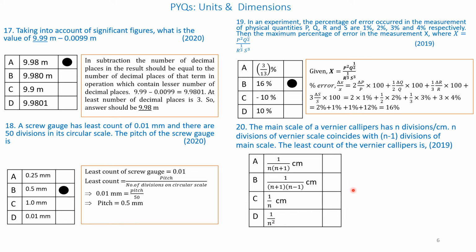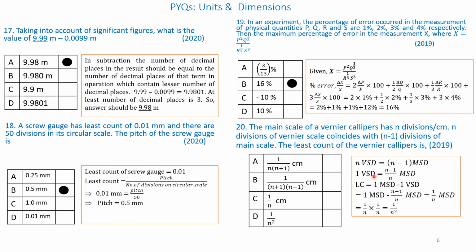Let us analyze this question quickly. It is given that N vernier scale divisions are equal to N minus 1 divisions of the main scale. That is, N VSD is equal to N minus 1 MSD. So, 1 VSD is equal to N minus 1 over N MSD. We also know that least count is equal to 1 main scale division minus 1 vernier scale division. That is equal to 1 MSD minus N minus 1 over N MSD.